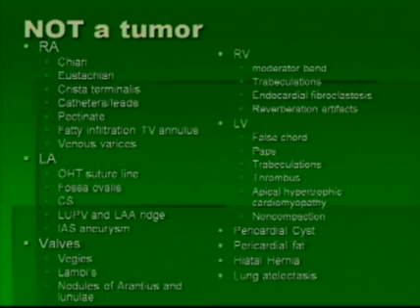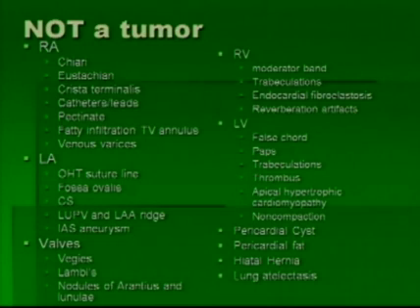There is also a long list in the differential of things that are just not tumors, but can often be mistaken as such. In the right atrium, these can include the Chiari network, eustachian valves, the crista terminalis, of course catheters and leads, pectinate muscles, fatty infiltration of the tricuspid valve annulus, and venous varices have been reported. In the left atrium, the heart transplant suture lines can sometimes show up as intracardiac masses. The fossa ovalis can look like a mass. Coronary sinus can look like a mass.